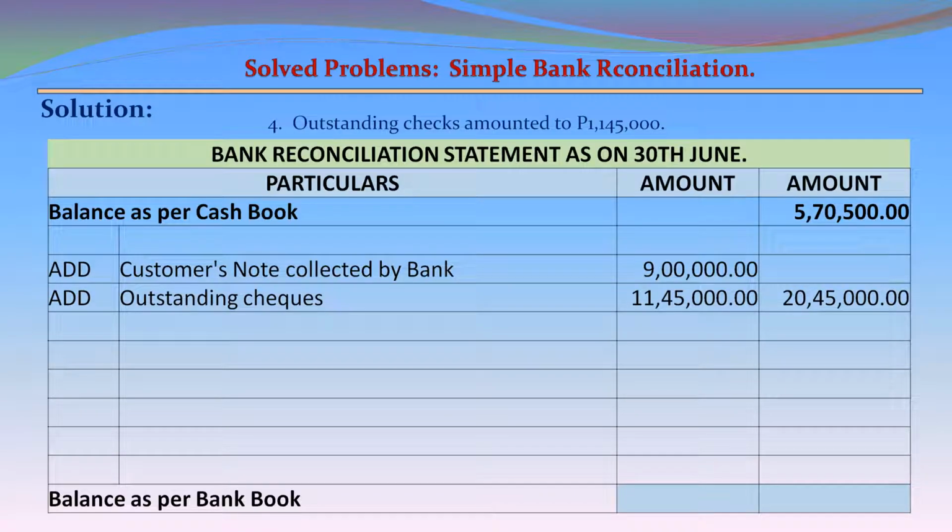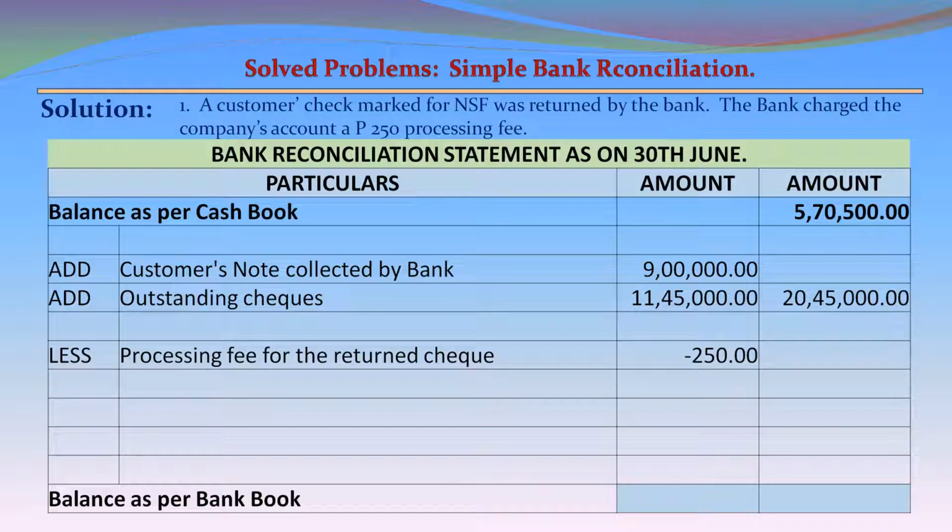Adjustment number 4. Outstanding checks amounted to 1,145,000. This is also similarly not recorded in the cash book. So we have to record this now by adding to our cash balance. Add outstanding checks 1,145,000. Adjustment number 1. A customer's check marked NSF was returned by the bank. The bank charged the company's account 250 processing fees. This is a transaction recorded in the bank but not in the cash book. So we have to reduce our cash book balance by 250, less processing fees for the returned check.